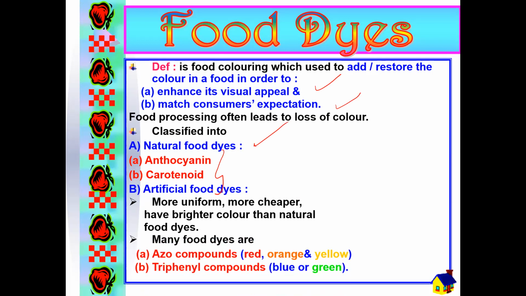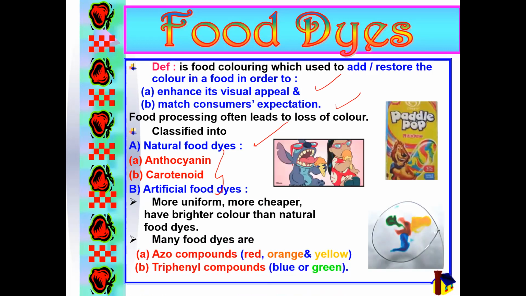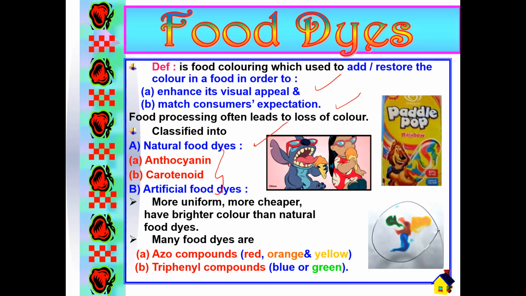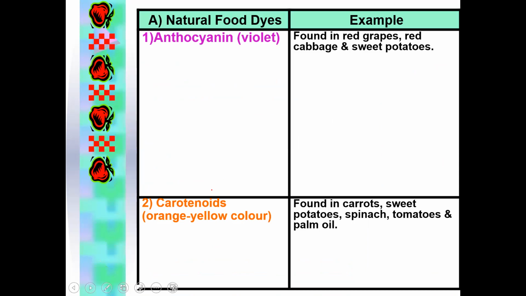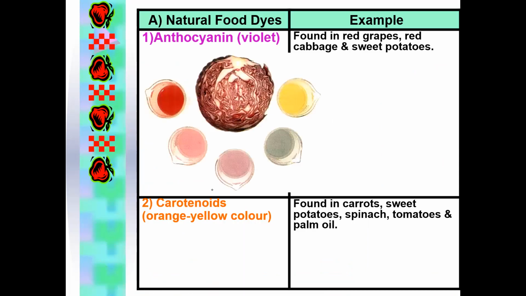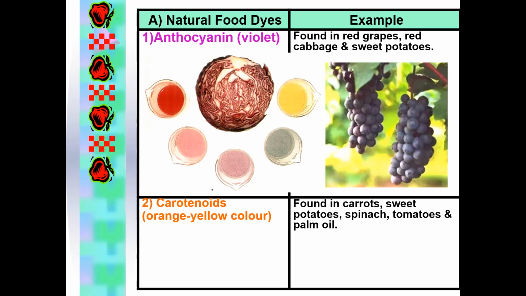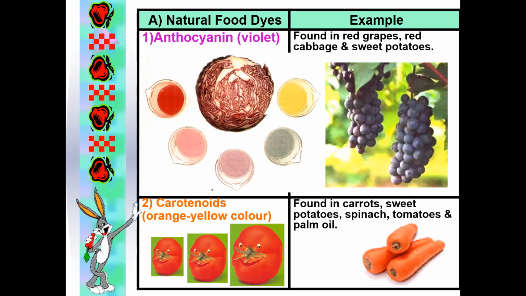So let's look at the natural food dyes here. Your ice cream, all that, they actually have food dyes in it. So let's look at my anthocyanin. I get it in purple cabbage, in red cabbage, in sweet potatoes. These are all natural. Then I have carotenoids. I find it in carrots, in tomatoes, in palm oil, in spinach. And all these are very healthy.